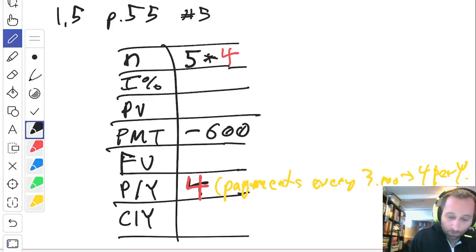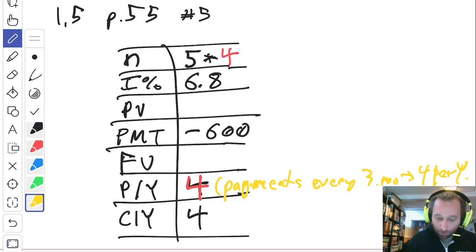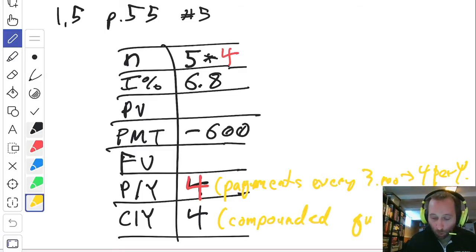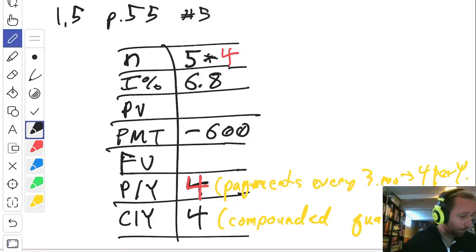The account earns 6.8% interest, and that is compounded quarterly. So C over Y is going to be 4, and the reason this will be 4 is because it is compounded quarterly. So I'm just writing these in because the numbers are the same in this problem, but they're coming from different places, and they don't always have to be the same value. There are problems where they are different, particularly in Chapter 2.